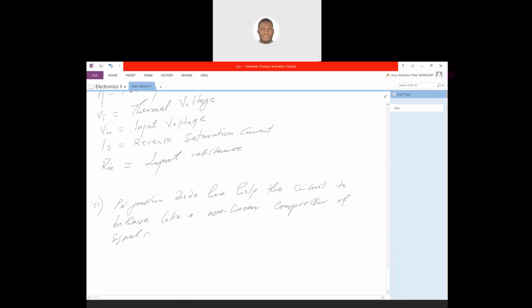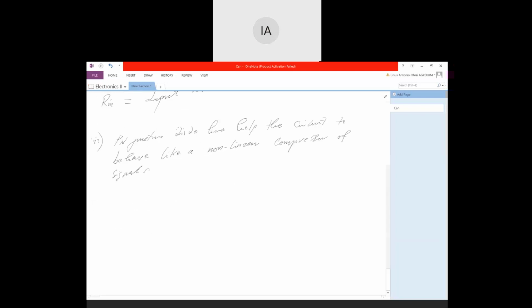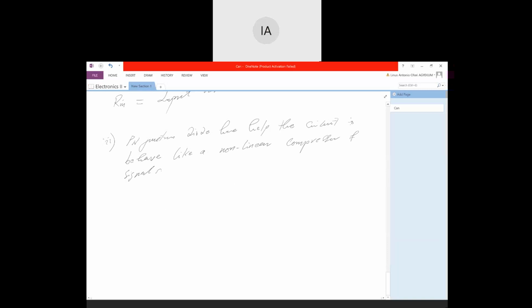If you are asked a question like this, you can just write it in simple terms like this. If you want to explain further, that is also fine. You would not be penalized for explaining further, but you should ensure that you are able to carry the information about why the PN junction diode is there, okay?